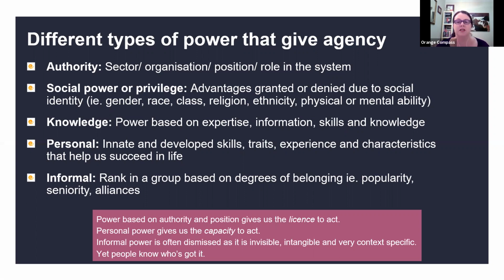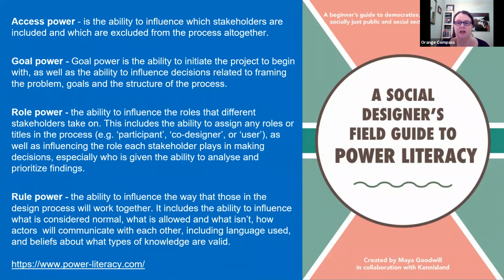Power based on authority and position gives us a license to act. Personal power gives us the capacity to act. Another way to think about power and different types of power, and this is from another publication around power literacy, is particularly in our own work, how are different things like access, goal power, role power, etc., playing out? Access power is who has the ability to influence which stakeholders are in or out, who's been excluded. Goal power is reflecting on who's got the ability to even start a project, to influence the decisions related to its framing and the problem framing, the goals and structures of the process.